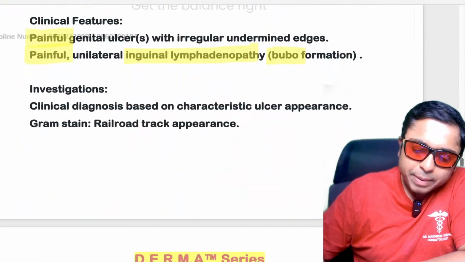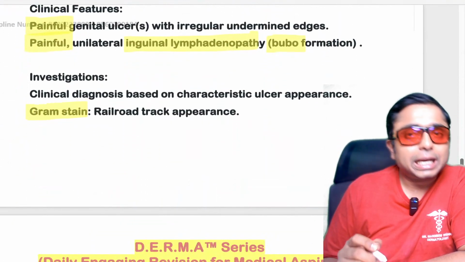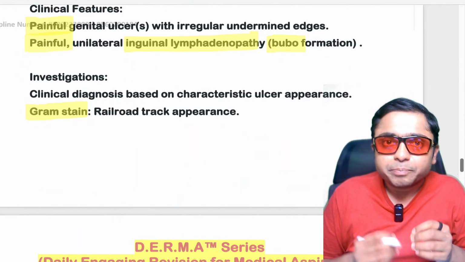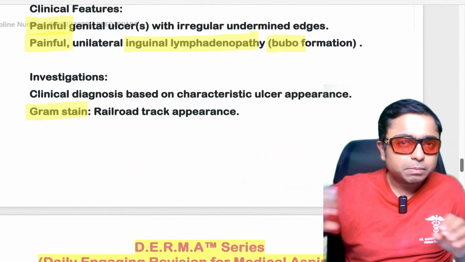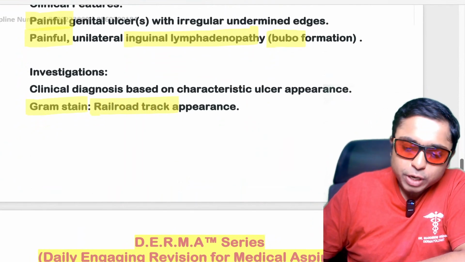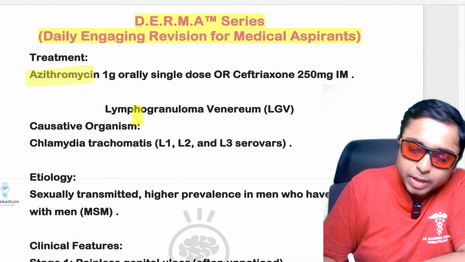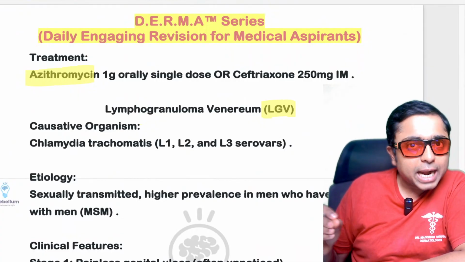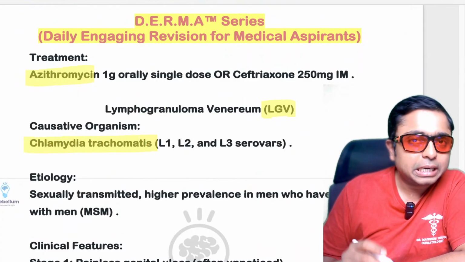Coming to the investigations, remember, in chancroid we are going to do a Gram stain, which is going to reveal Gram negative diplococci which are present one after the other. We call it the railroad track appearance or school of fish appearance, and the treatment is going to be with the help of azithromycin.